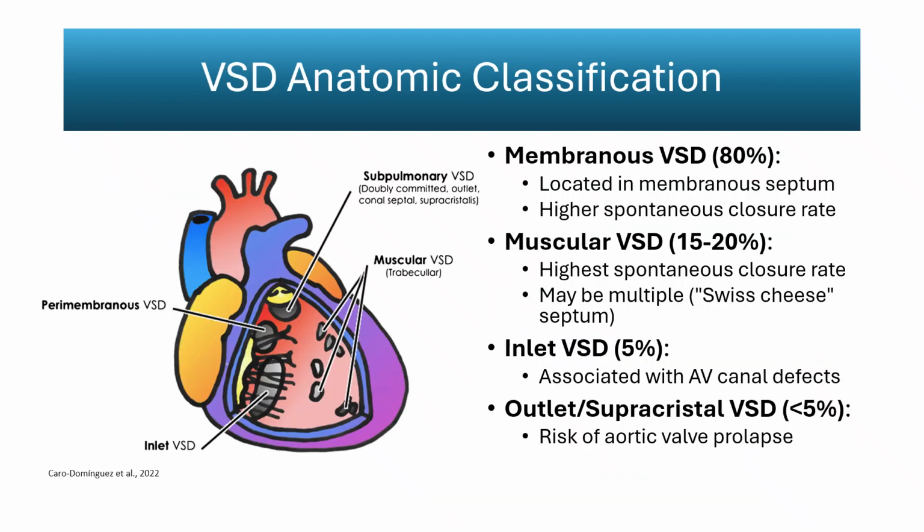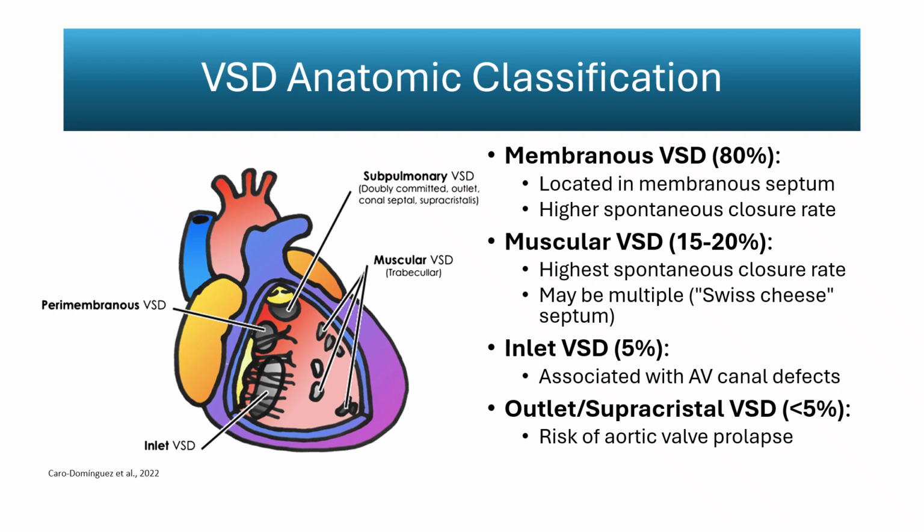Ventricular septal defects are categorized by their anatomic location, each with characteristic clinical implications. Membranous, also called perimembranous, defects account for about 80% of cases. They lie in the membranous septum adjacent to the tricuspid and aortic valves.